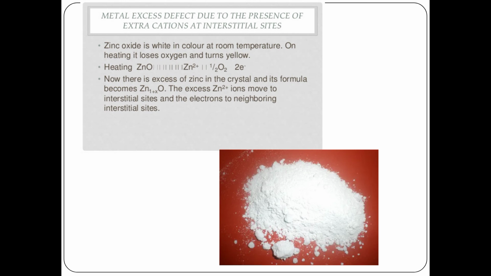Then it may be due to anionic deficiency, or due to extra cations. For example, zinc oxide. Zinc oxide is white in color at room temperature, but sometimes it turns yellow. If it is heated, its oxygen will leave; the oxygen is removed easily, so excess zinc will be there. Also, the zinc will move to the interstitial sites. Due to that also, metal excess defects arise.